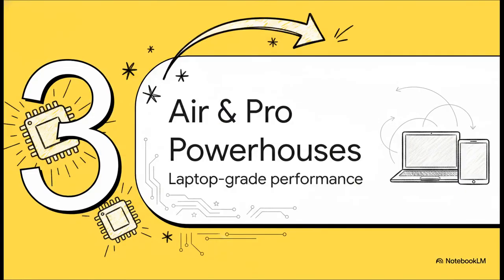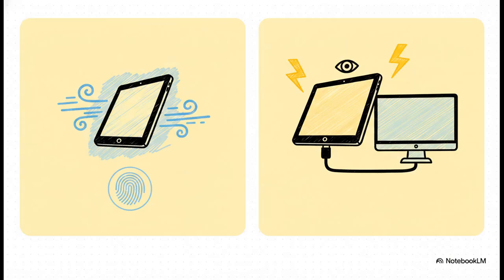Let's move on and see how this builds in Section 3, Air and Pro powerhouses. The transition to laptop-grade performance. When we compare the absolute top-of-the-line models side by side, the distinctions become incredibly specific. The 8th generation iPad Air boasts a blazing fast M4 chip, retains Touch ID, and features Wi-Fi 7. But the moment you step up to the 8th generation iPad Pro, you cross a serious threshold. You get the ultra-advanced M5 chip, the biometric upgrade to Face ID, and professional-grade Thunderbolt connectivity for driving high-end external displays and massive data transfers. Basically, the Pro isn't just a tablet anymore, it's a full-on workstation.